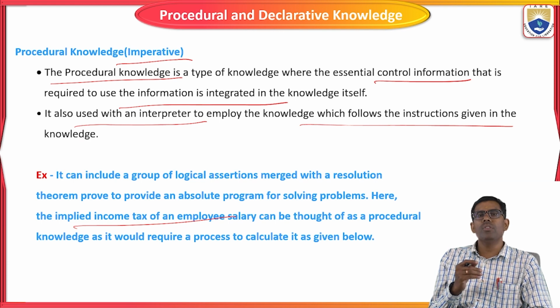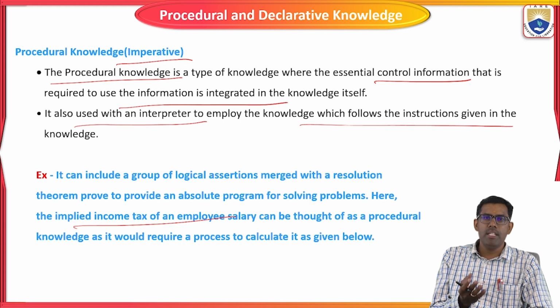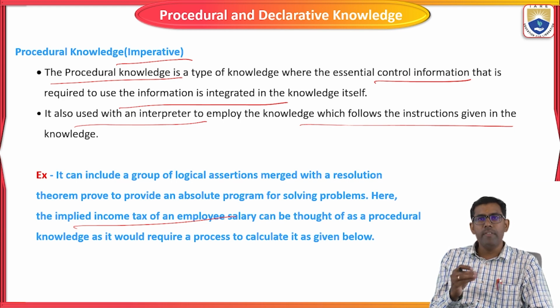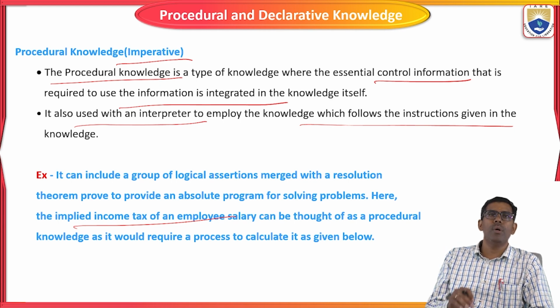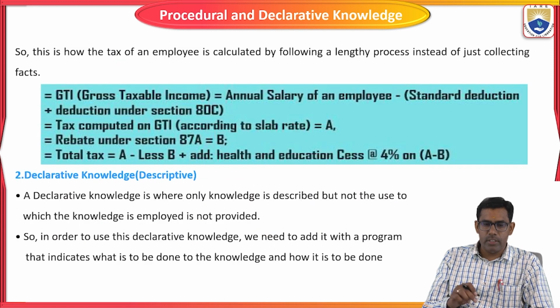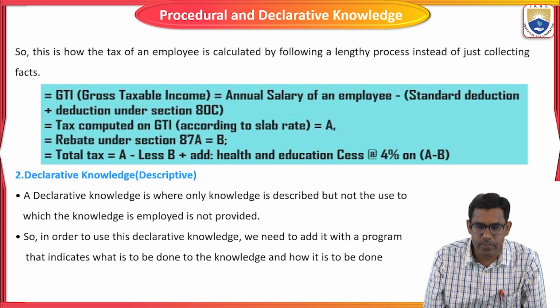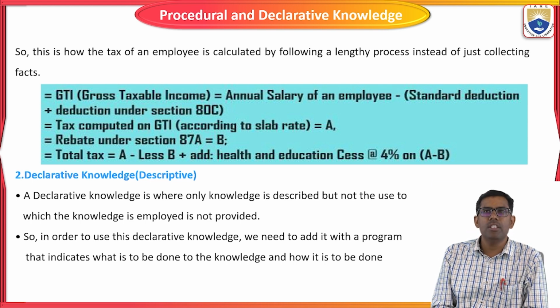Now we have to follow some procedure. What is the employee salary, what is the basic salary of the particular employee, what is the HRA, what is the AGP, what is the DA, what is the TA? We have to know all of this to calculate the income tax of the particular employee. So here we are going to apply some procedural knowledge to calculate the income tax of the particular employee.